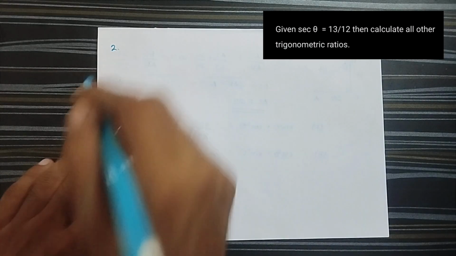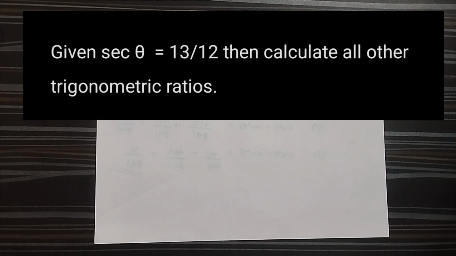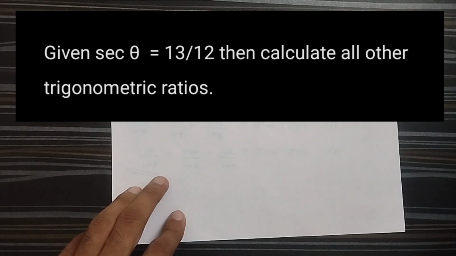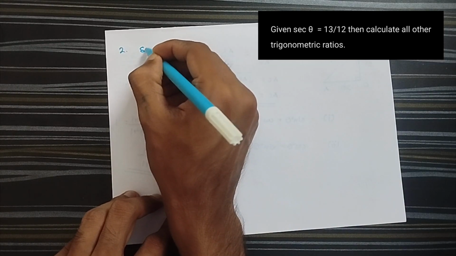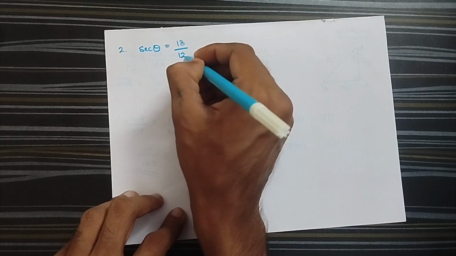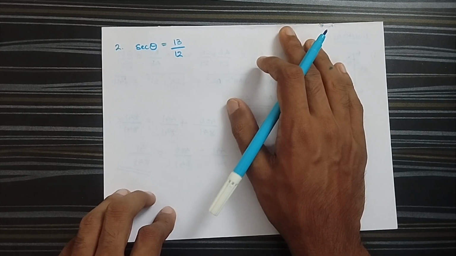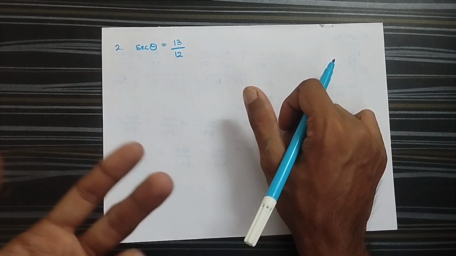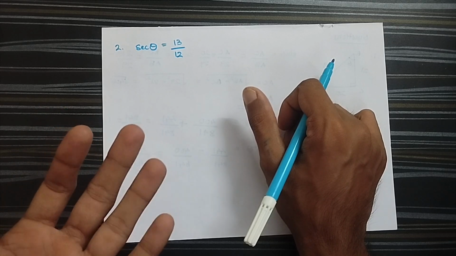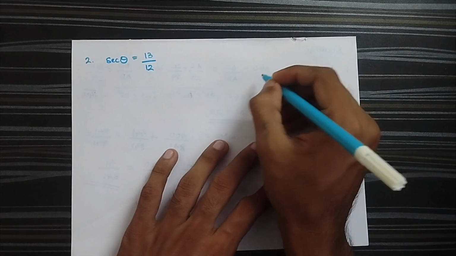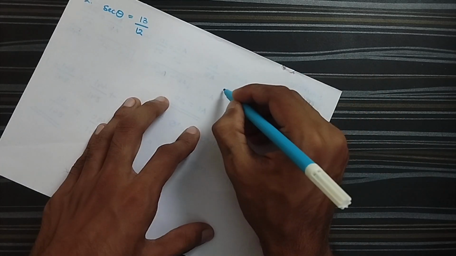Second question. Given sec theta is equal to 13 by 12, then calculate all other trigonometric ratios. So we have been given sec theta is equal to 13 by 12, and we have to find all other trigonometric ratios. That means sine, cosine, tangent, cosecant, and cotangent. So sec theta is 13 by 12. We'll just represent a triangle, that'll be easier.